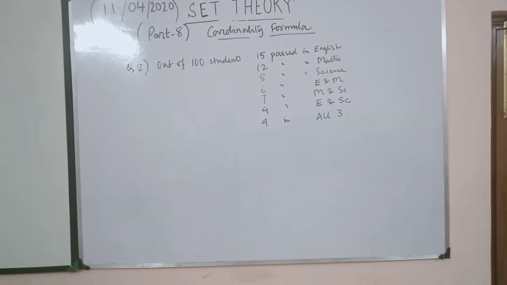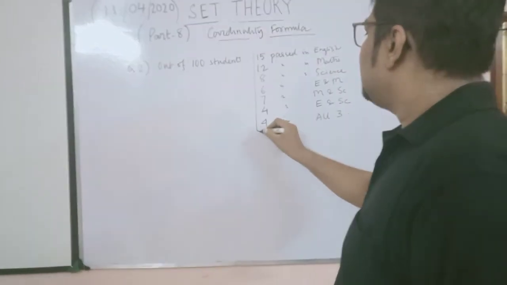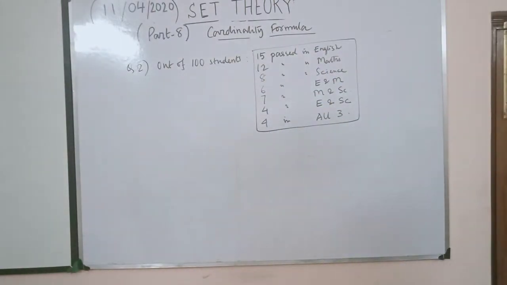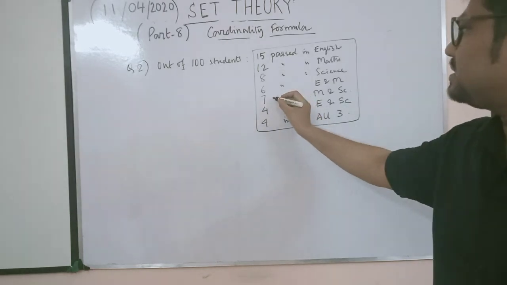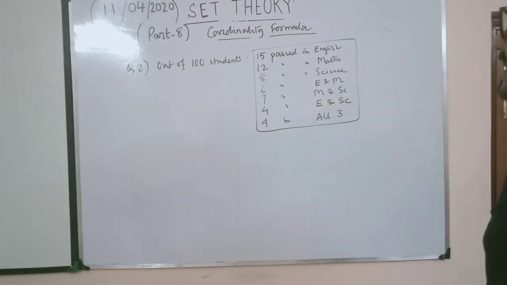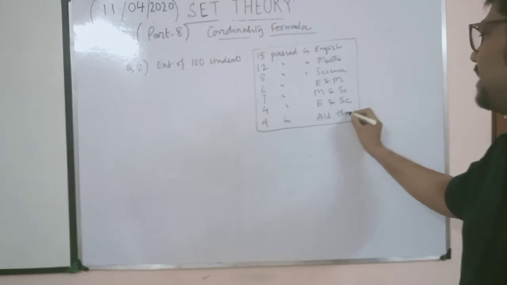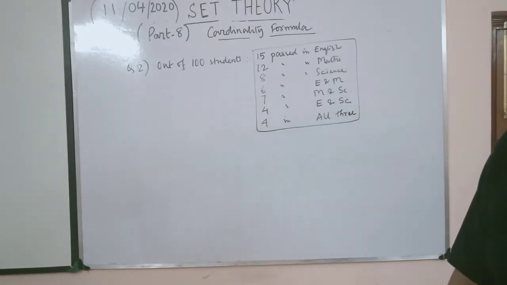So next we see another sum. Question 2. Here we find that out of 100 students, these are the data given. 50 passed in English. Then 12 passed in maths, 8 passed in science, 6 passed in E and M, meaning English and maths, 7 students passed in maths and science, 4 students passed in English and science, and 4 students passed in all three of the subjects.